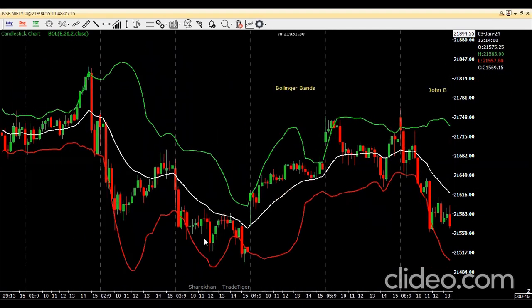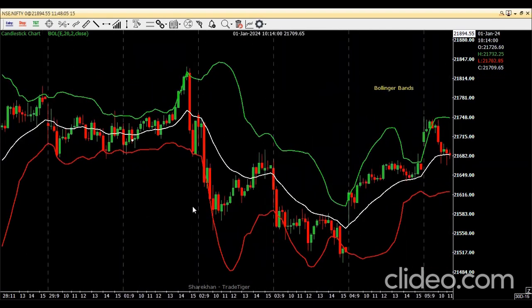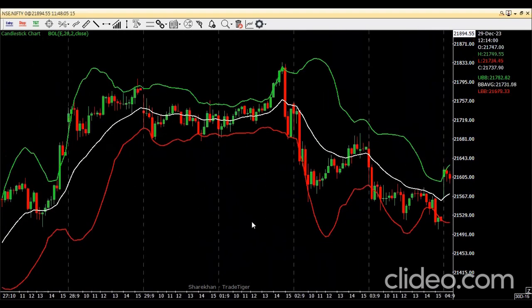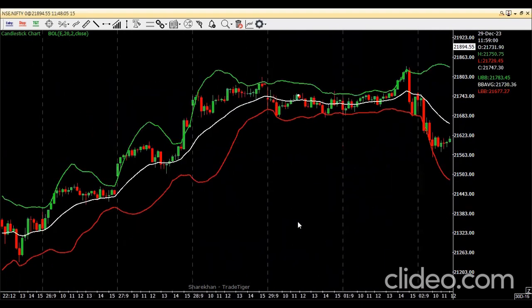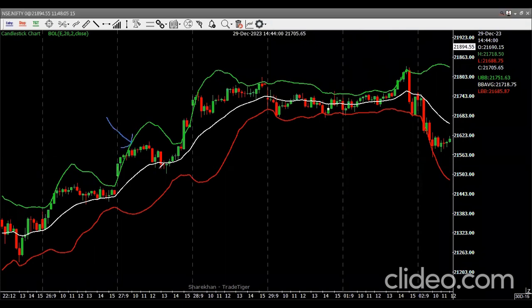Now you can see this is a basic Bollinger band. Here, this is the upper band, and this is the lower Bollinger band. Okay, this is the upper Bollinger band and this is the lower Bollinger band. And the middle line is the moving average line. Okay, so simple, so easy to understand.